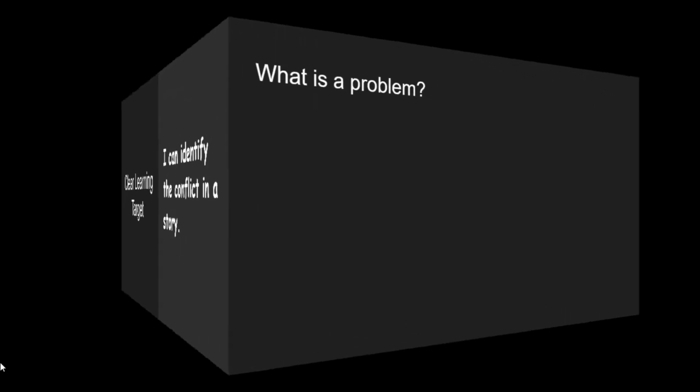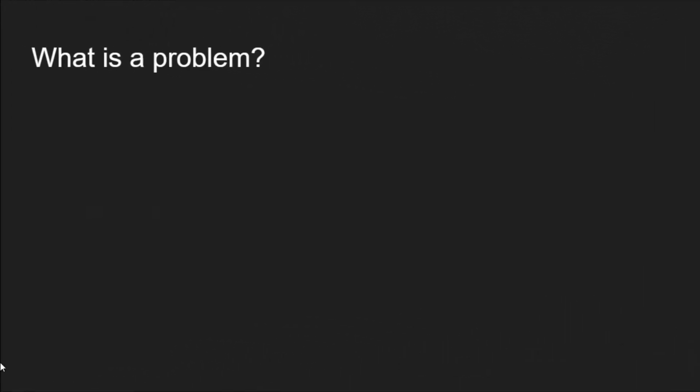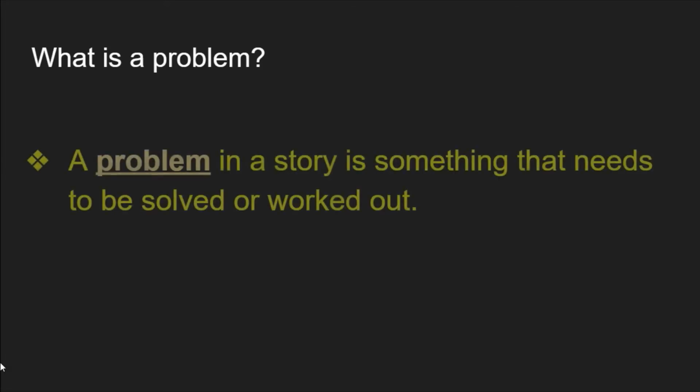So first, what is a problem or conflict in a story? Well, a problem in a story is something that needs to be solved or worked out. That's right. So, something that the characters are facing and they need to work out before the end of the story. Now, in some stories the problem is not necessarily solved, but in most the problem is solved.